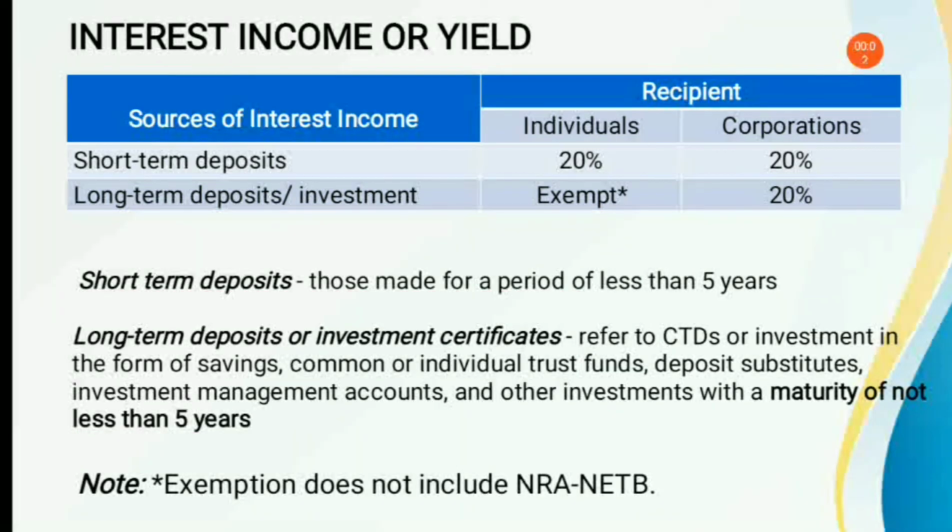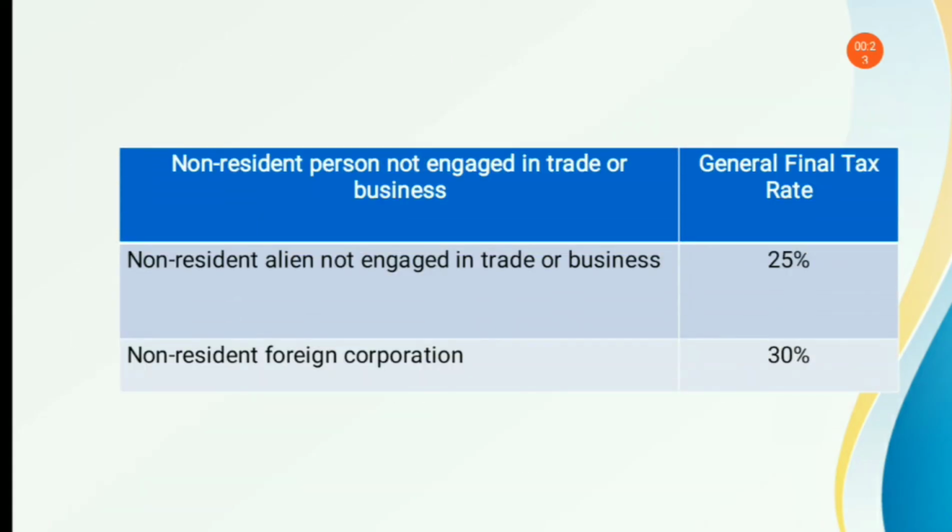And then take note class ha, etong individual recipient ng interest income, hindi kasali dito si non-resident alien not engaged in trade or business. And then for corporations, hindi kasali si non-resident foreign corporation. Kasi nga, meron silang sariling general final tax rate which is eto. No, again, for non-resident alien not engaged in trade or business, yung general final tax rate nila is 25%. And then 30% naman for non-resident foreign corporations.